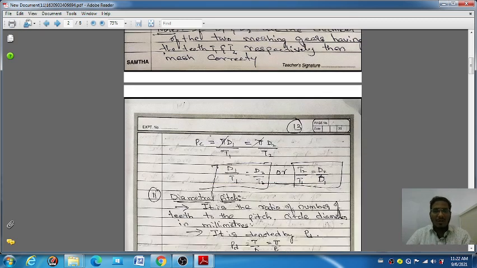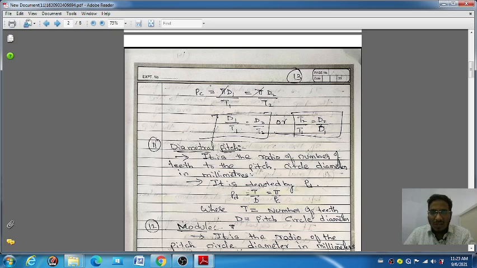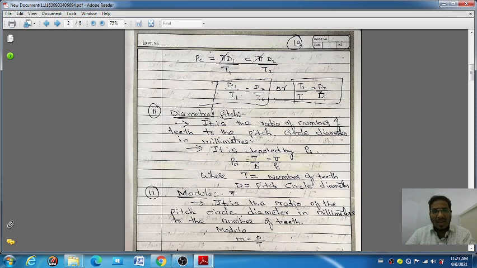Here you can see, PC is equal to pi D1 by T1 for one gear and pi D2 by T2 for the other. Pi will cancel, then D1 by T1 is equal to D2 by T2, and reciprocating these values we get the ratio T2 by T1 is equal to D2 by D1. That is called the ratio of the teeth is equal to the ratio of the diameters on the two gears. Next is diametral pitch or diameter pitch.